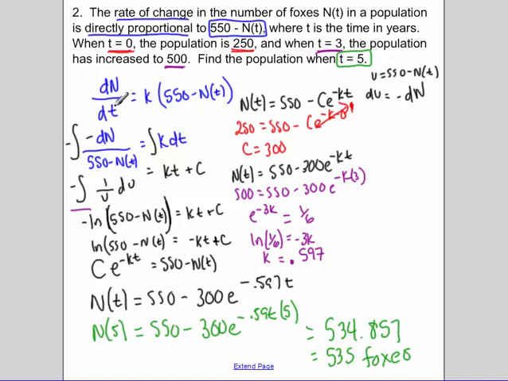Honestly, on the AP, they're going to probably give you this differential equation. Sometimes I've seen a question similar to this on multiple choice. That's why I wanted to make sure I went through this.